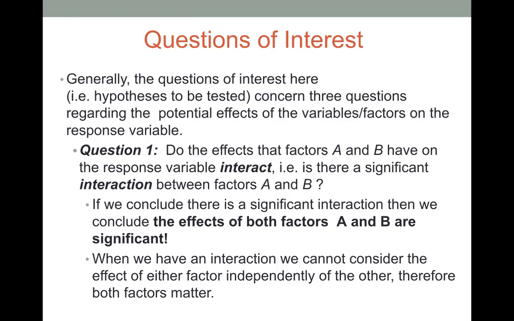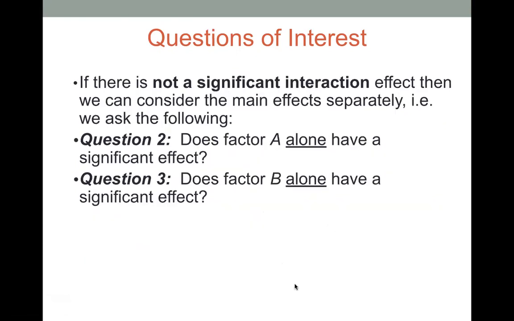Do they interact? If you conclude that there is an interaction between the 2 variables, then it is significant, and there is no need to consider the independent effects of each of them. But when there is no interaction between the 2, then you look at them separately. If there is no statistical interaction effect, then we can consider the main effects separately.